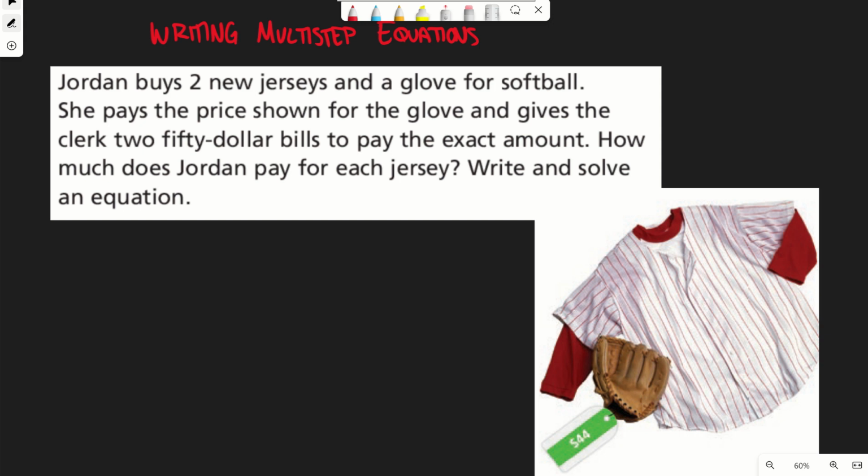So Jordan buys 2 new jerseys and a glove for softball. She pays the price shown for the glove and gives the clerk 2 $50 bills to pay the exact amount. How much does Jordan pay for each jersey? Write and solve an equation.